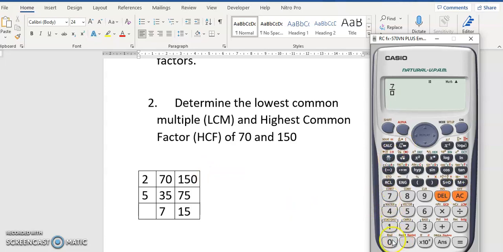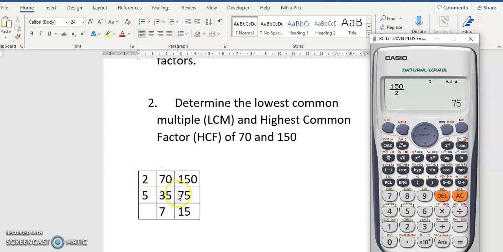So 70 divided by 2. Okay, it can divide 70 without a remainder. We have to test the other one also. So we have to test what? 150. So 150 divided by 2 gives us 75. So you write your 35 here and 75 here. So 2 can divide. So you write a 2 at this side.